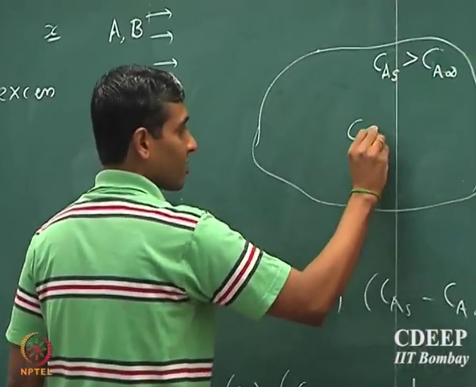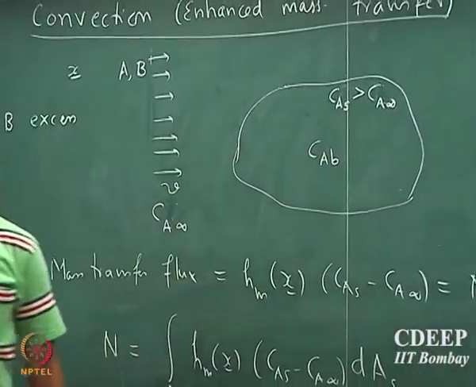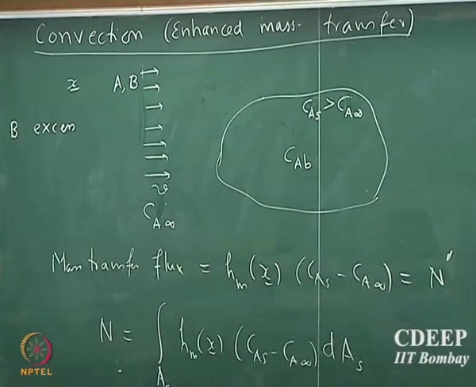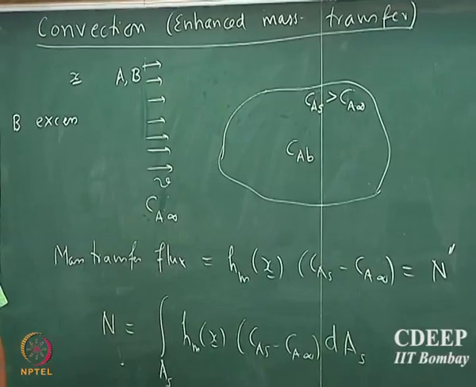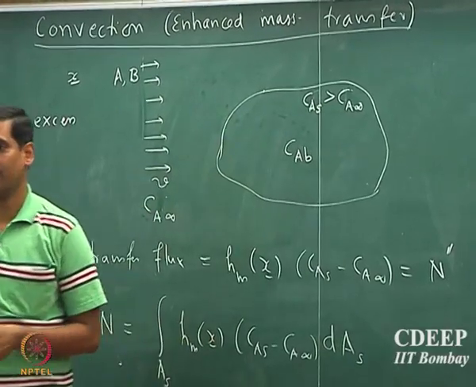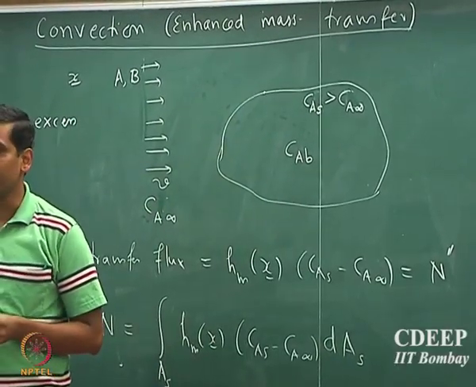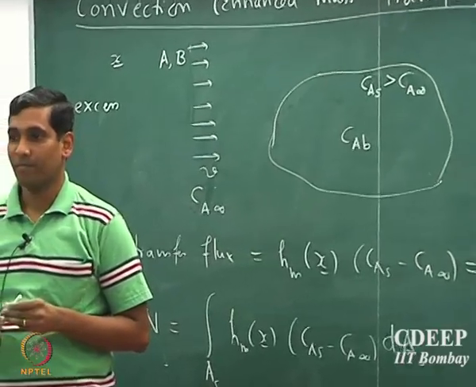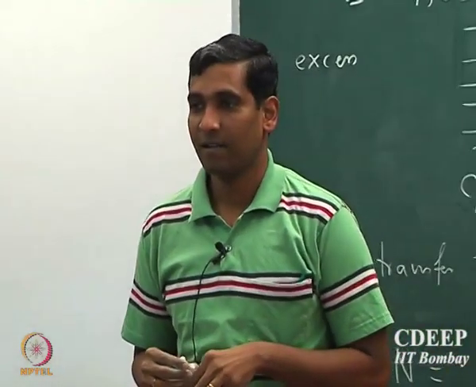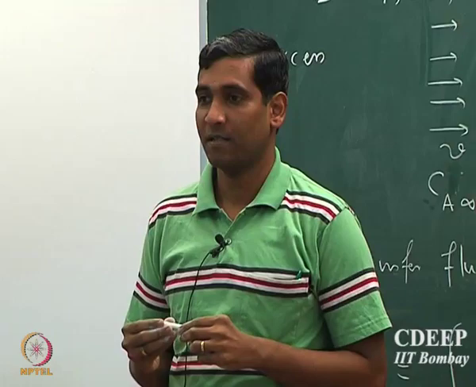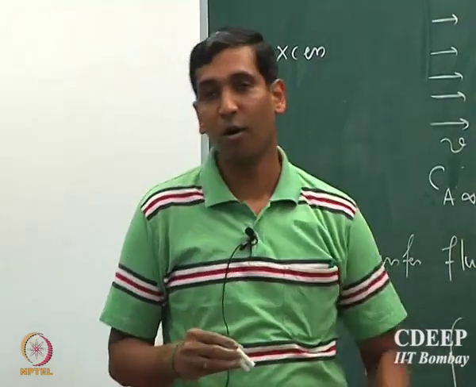Supposing I call this C_A bulk, okay? So that's the bulk concentration in that phase, and C_A infinity is the bulk concentration in the gas phase. What is C_AS? Will that be the same? So what will it be? How do we find C_AS? Is it a measurable quantity? It's a concentration at the wall. So how do we find it?